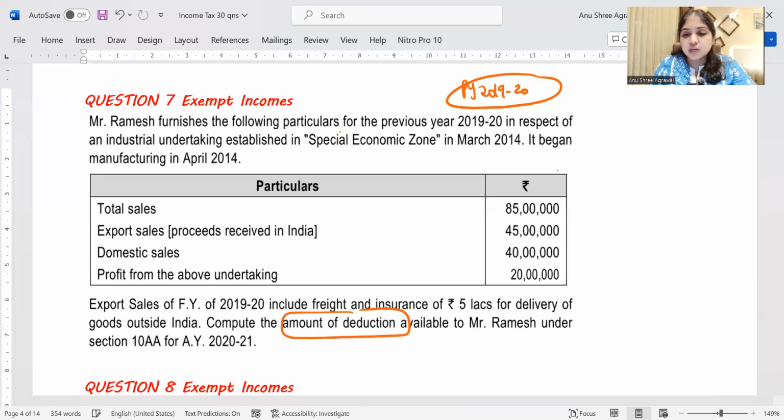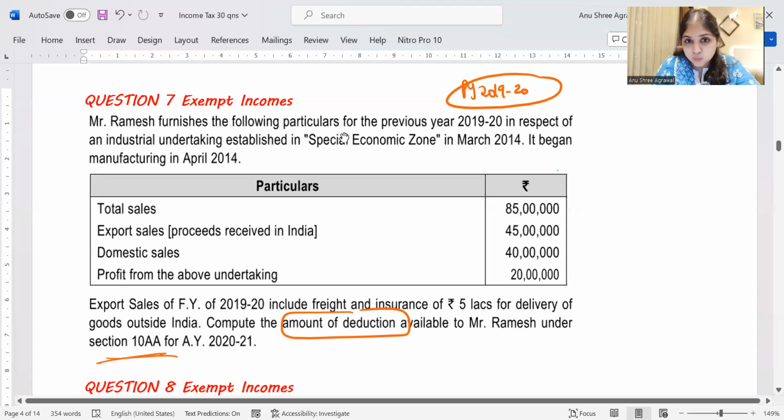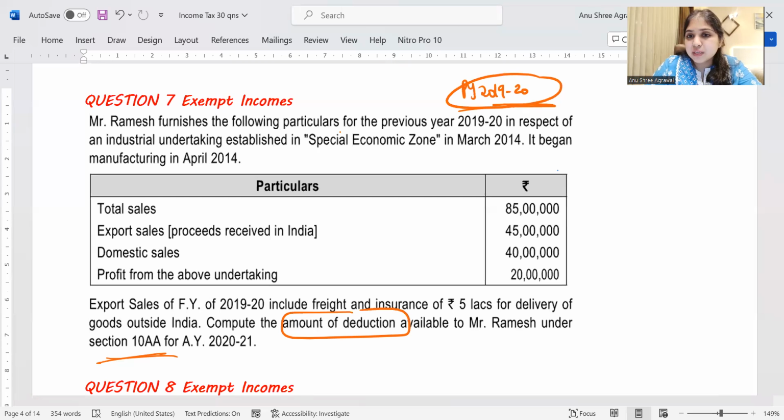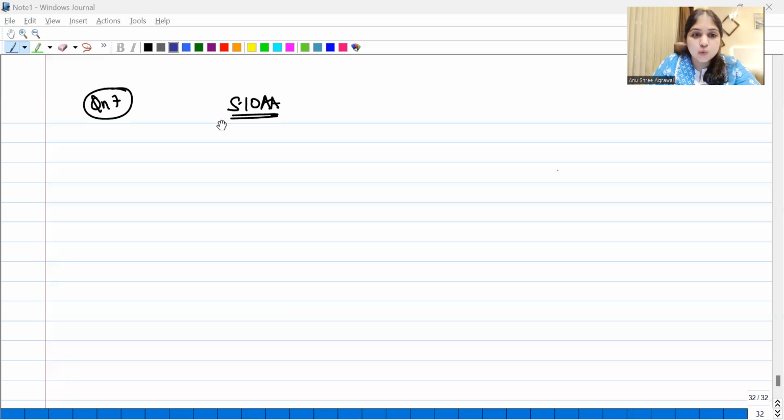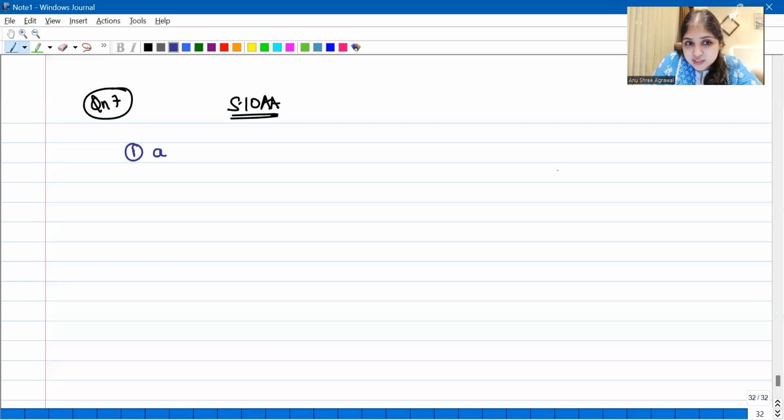Compute the amount of deduction available to Mr. Ramesh under section 10AA for assessment year 2020-21. For previous year 2019-20, they're asking us how much deduction will you get under section 10AA. So our discussion right now is regarding section 10AA. Whenever it comes to section 10AA questions, I always suggest students follow a 3-step approach. The first step is going to be applicability. The second step is going to be year.